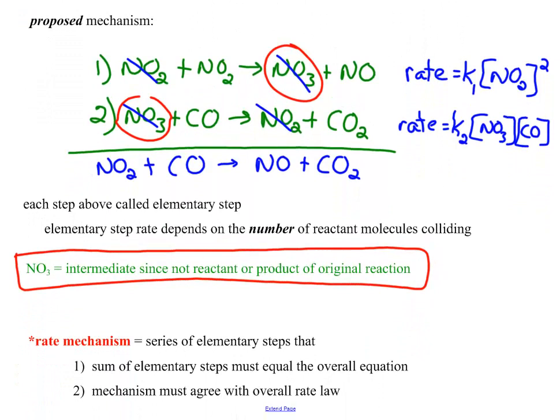The rate mechanism, again, then, is a series of elementary steps, and the sum of those elementary steps has to equal the overall reaction. We've shown in this case it does. And the mechanism must agree with the overall rate law. The overall rate law is determined experimentally, and so from our elementary steps, we have to be able to come up with a rate law from the rates of each elementary step in some sort of combination or other.